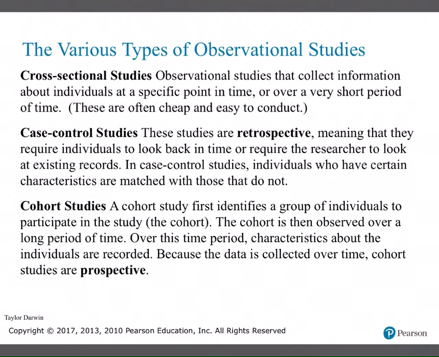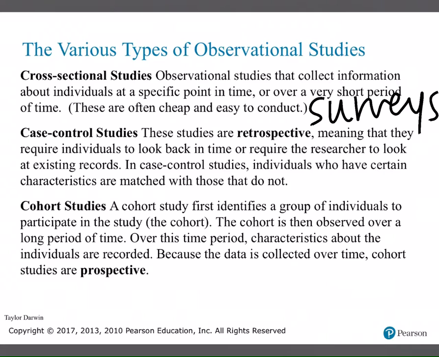We've also got different types of observational studies, kind of like we got different types of quantitative variables. So those observational studies are cross-sectional, and I'll tell you what they are as I read along. Cross-sectional is observational studies that collect information about individuals at a specific point or over a very short period of time. And a lot of people like these because they're cheap and easy to do. So maybe surveys. You give someone a survey, they can usually fill it out in 5 minutes or less.